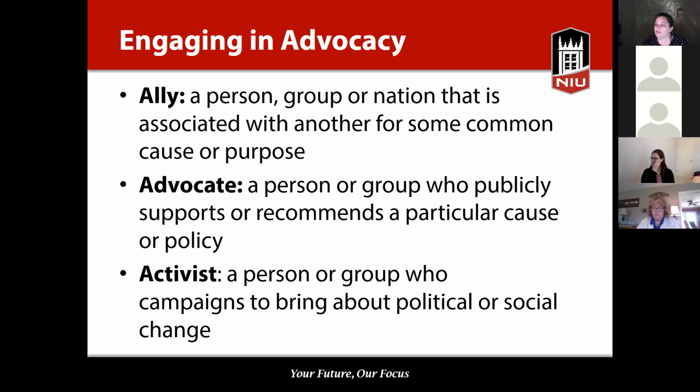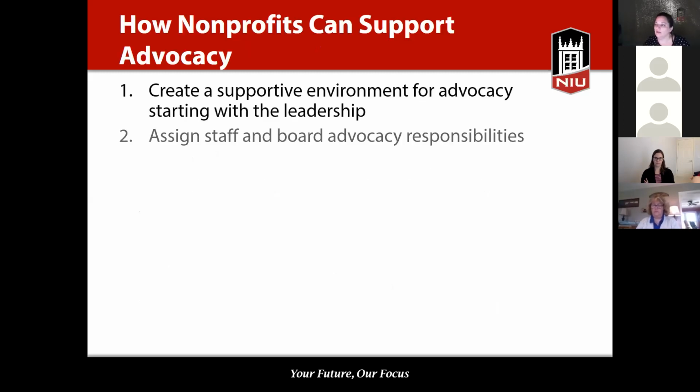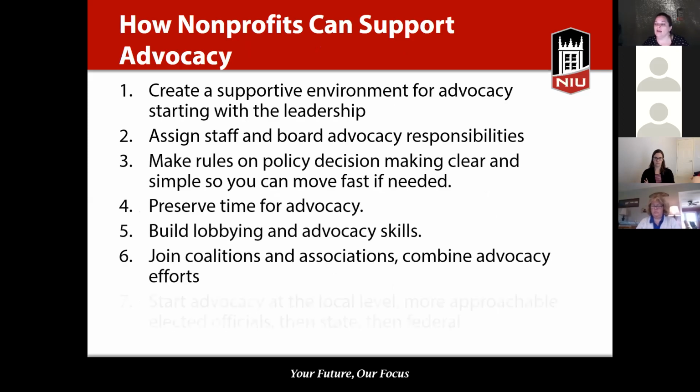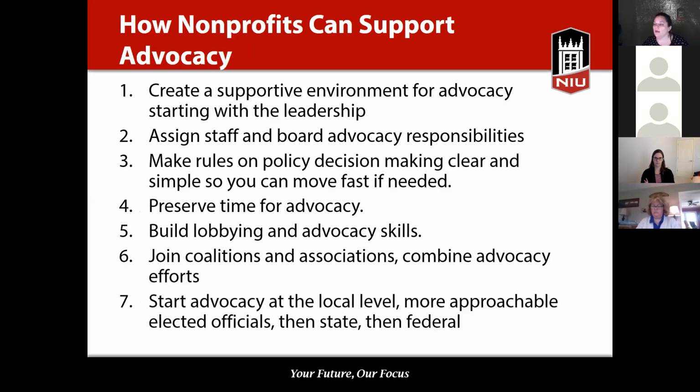Secondly, you can certainly advocate publicly around a policy or particular cause issue. And then activism puts you into that campaign to bring about political or social change. So you can create a supportive environment, assign staff and board to help you with that, make rules around that so people know what they're allowed to do, and try to preserve time for that, join coalitions, which many of you have already joined, and really start advocacy at your local level.